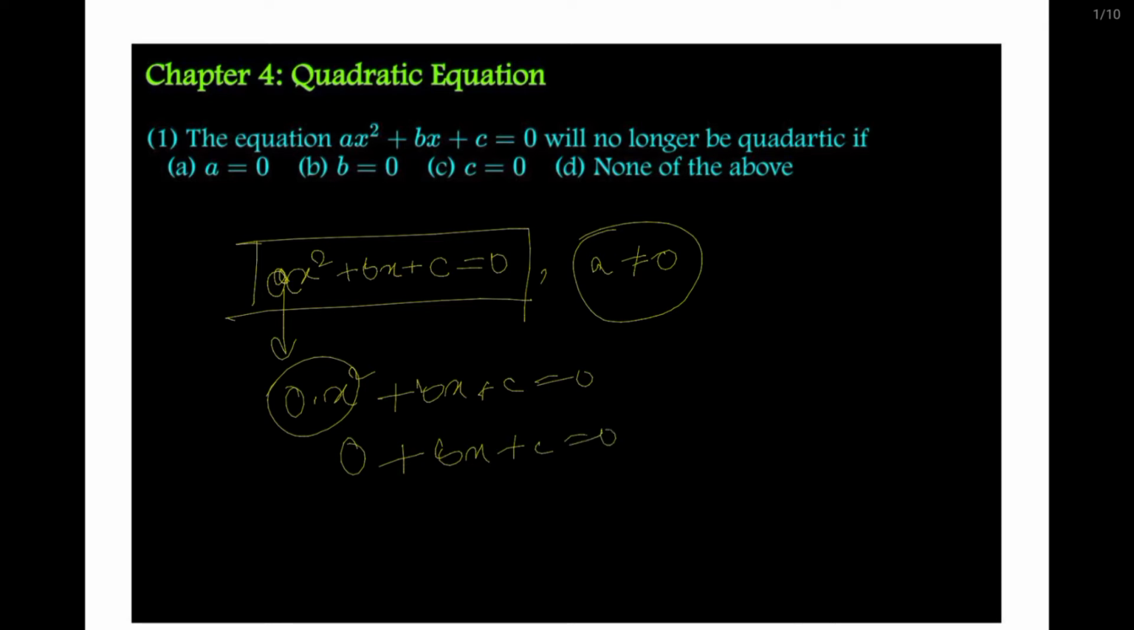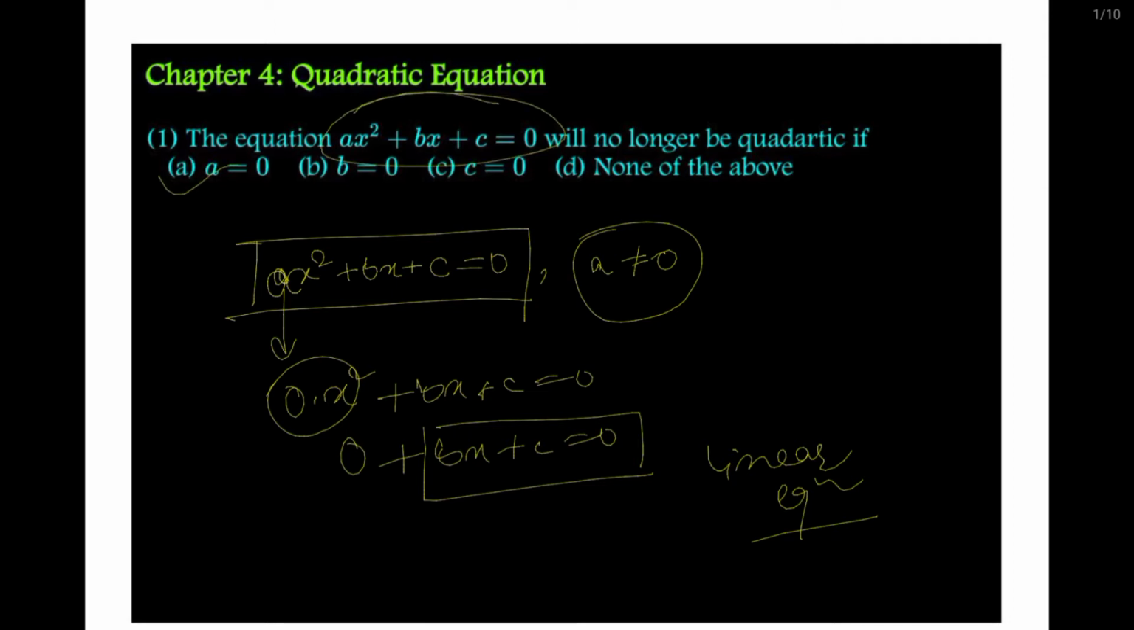equal to 0. So here you can see that this is nothing but a linear equation. This is in the form of a linear equation. So we can say that if a is equal to 0, then this form will no longer be quadratic. So that's all for this question. Let's move on to the next question.